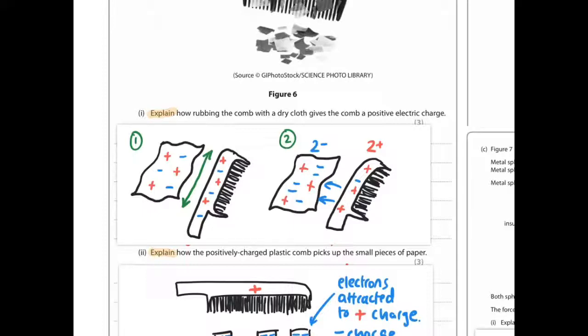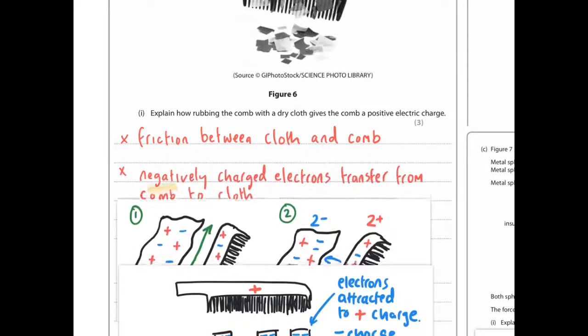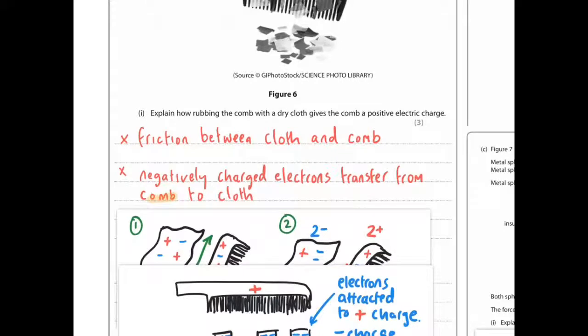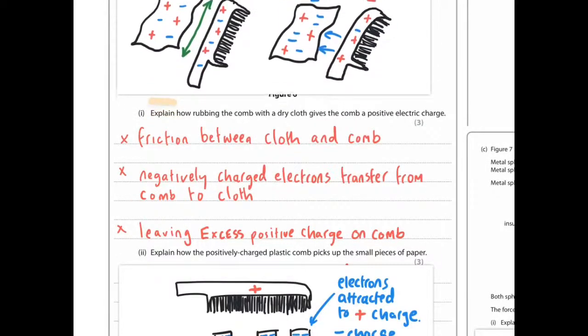So explain how rubbing the comb with a dry cloth gives the comb a positive electric charge. Well, firstly, friction between the cloth and the comb. So you're saying what you do and then why you get the effect you do, because it's an explain question. Negatively charged electrons transfer from comb to cloth. So friction causes negatively charged electrons to transfer from comb to cloth, and this leaves an excess positive charge on the comb.